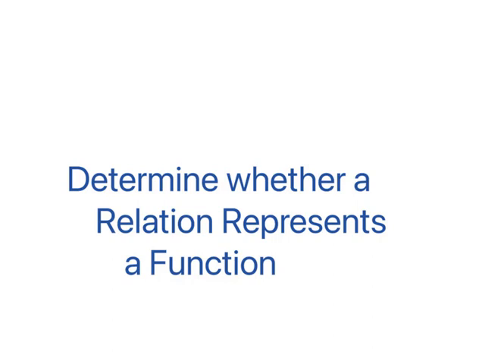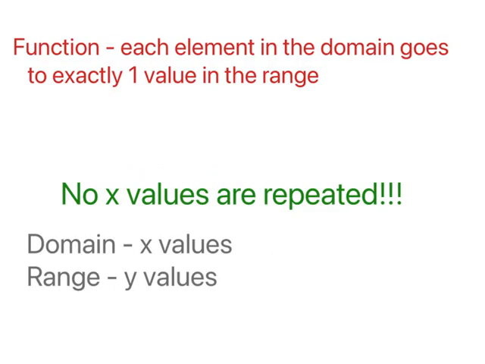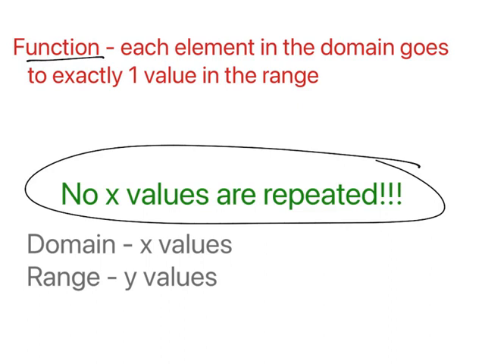Determine whether a relation represents a function. So first, a function is when each element in the domain goes to exactly one value in the range. Now, sometimes this can sound confusing, so the easy way to remember it is that no x values are repeated. So x values represent the domain and the y values represent the range.